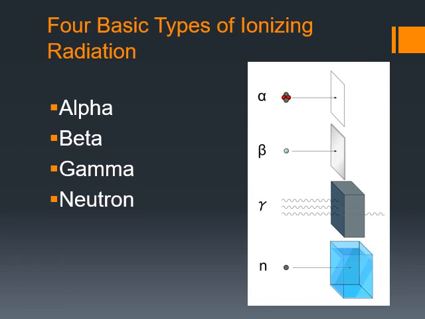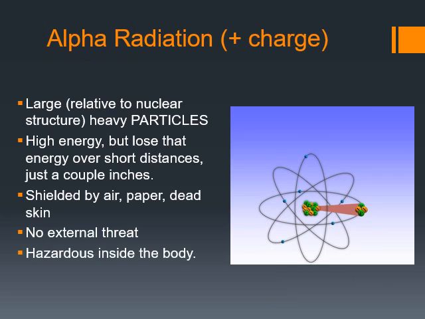There are four basic types of ionizing radiation: alpha, beta, gamma, and neutron. You may have heard of these before. Alpha radiation is very large, relatively, and it has a positive charge. A lot of energy, but it only travels a short distance. It can be shielded by air, even a piece of paper, or the dead layer of skin you have. It doesn't represent any external threat whatsoever, but if you were to get it inside you, it could be very hazardous.